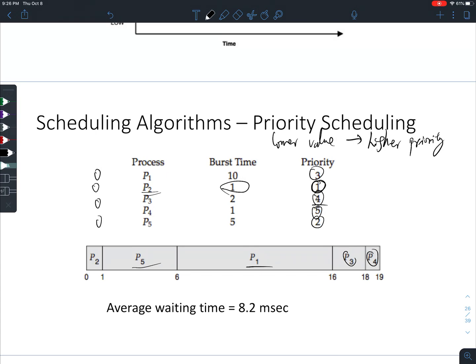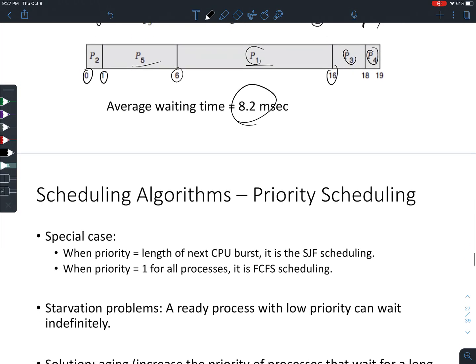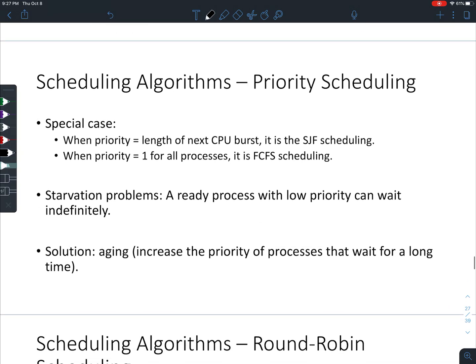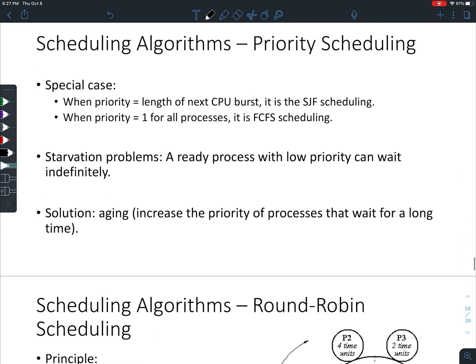And here we can calculate the waiting time for all processes. For P1, its waiting time is 6, and for P2 its waiting time is 0. The waiting time of P3 is 16, and the waiting time of P4 is 18, and the waiting time of P5 is 1. If we sum them up and divide by 5, we can see that the average waiting time for all processes is 8.2 milliseconds. So this is the idea of priority scheduling.